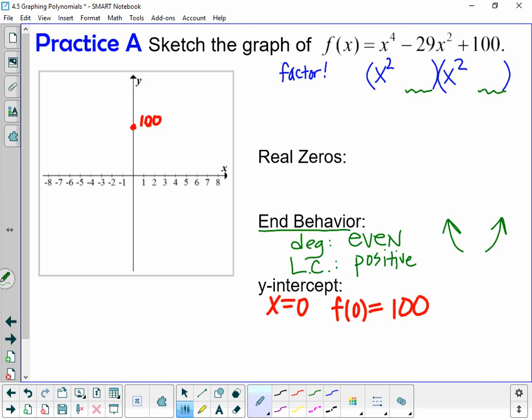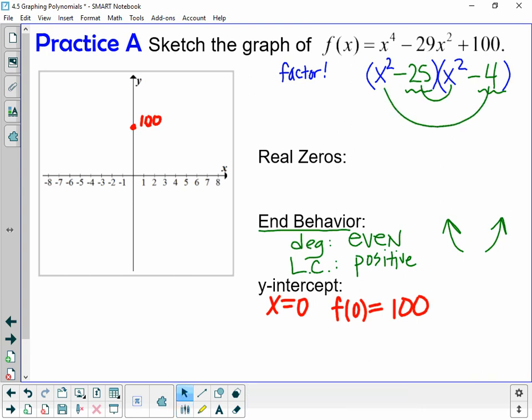100 might be hard for you to think about. Just try things until you find the right combination. But in this case, we're going to use negative 25 and negative 4. Negative 25 times negative 4 multiplies to positive 100. And the negative 25x squared and the negative 4x squared will give us the negative 29x squared.